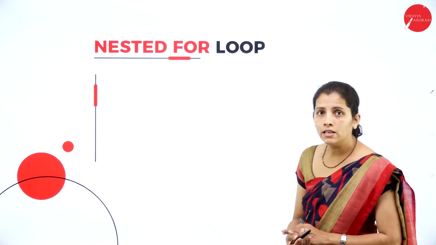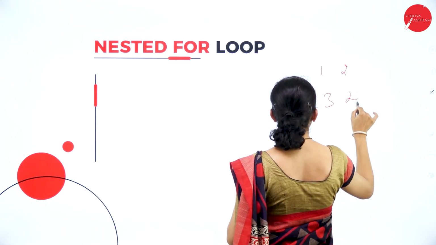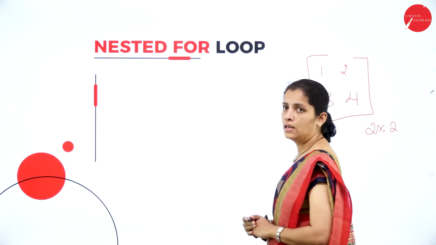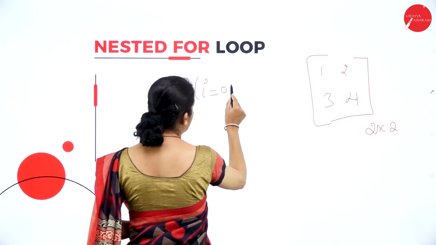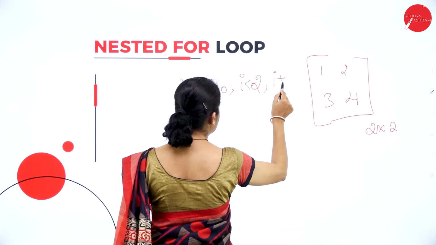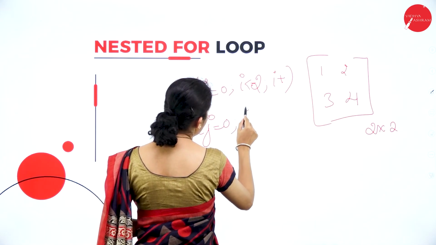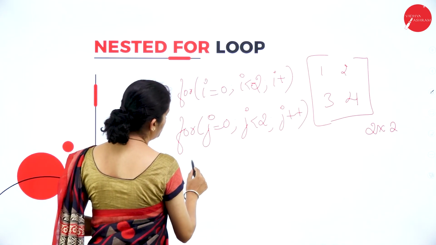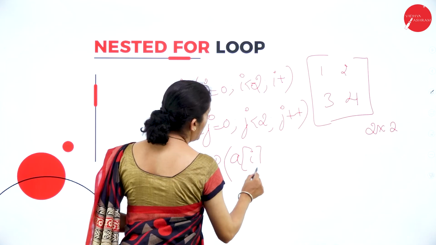Now let me write a simple example here. Think that I want to read 1, 2, 3, 4. So what is this? It is my matrix, in the form of a 2 cross 2 matrix. Now I'll write for i equal to 0; i less than 2; i plus plus. Now for j equal to 0; j less than 2; j plus plus, and I want to print System.out.print. Think that it is array of i and j.